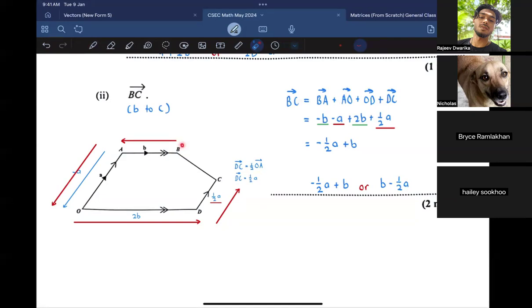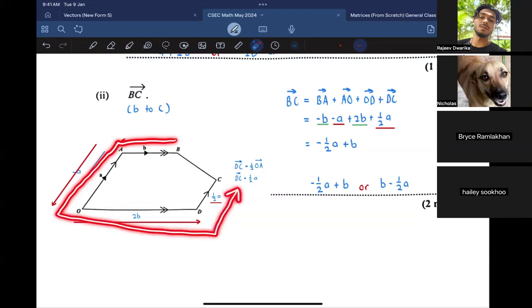So I'm starting from B and where am I going next? C. Do I know what B to C is? No. So I had to take another road, another path. How would I go from B to C? Well, B to A, what next? After I reach A, A to O, and O to D, and D to C. Correct.